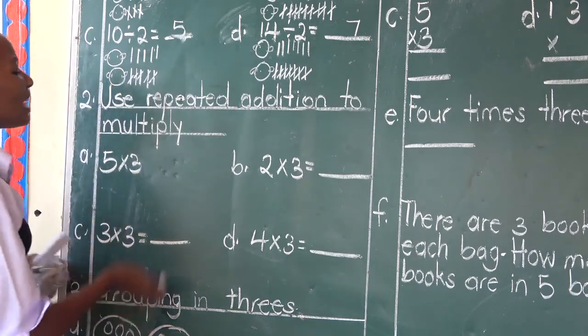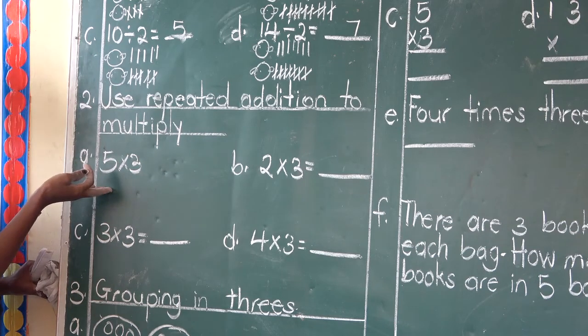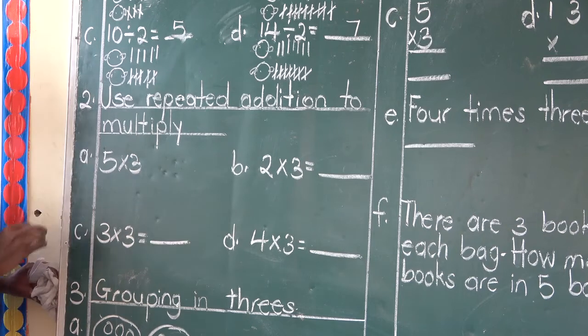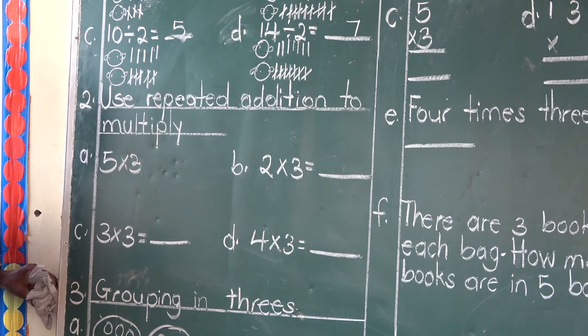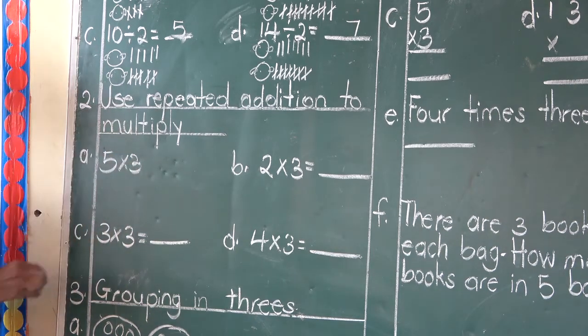When they have not put even the equal signs, what you will do is first use repeated addition. This is 5 times 3. When they say repeated addition, what do they mean? Now let's bring in the word groups. Now here we shall say 5 groups of 3.